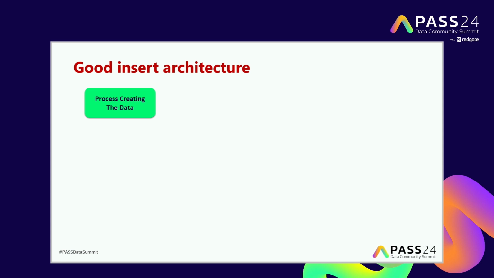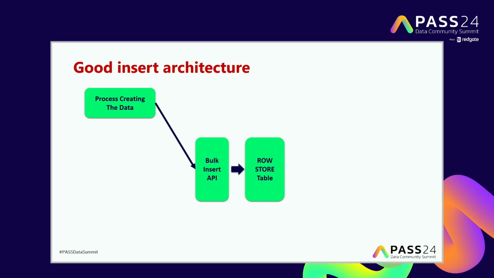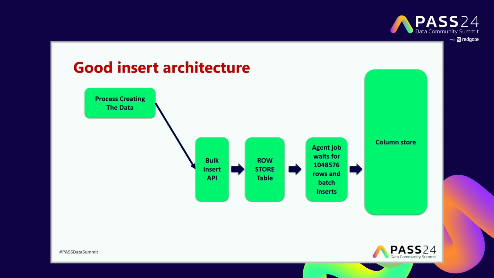We have something that creates the data, whatever that is. It's some application, some other database, whatever it is, and we used the bulk insert API into SQL Server to put it in a row store table. So whenever we had some data ready, usually a couple of 100,000 or a couple of million rows, random number, we put it in a row store table and parked it there. And then we had a SQL agent job that looked at this other table. Hey, do I have enough rows to actually make a good column store out of it? And when we had that, we pumped it in the column store. Yeah?